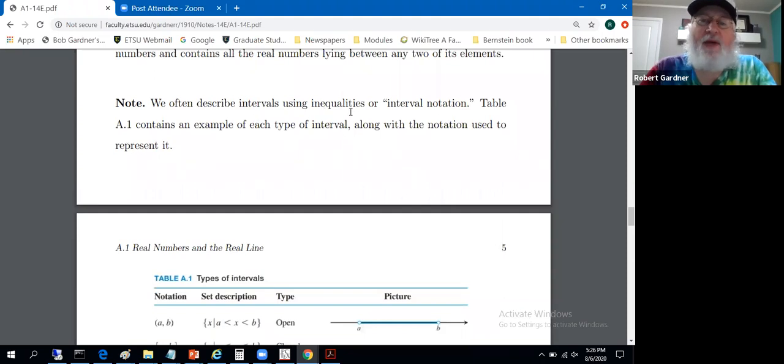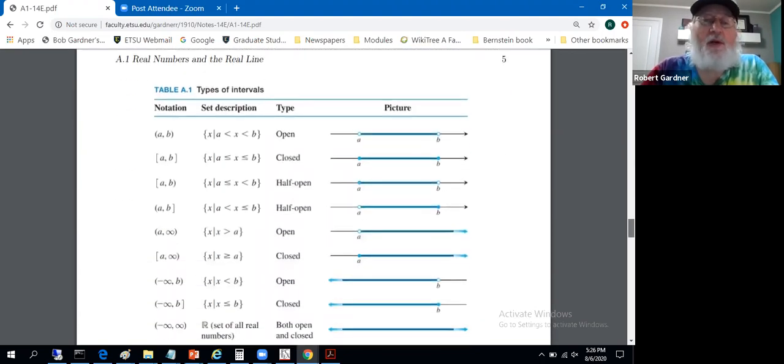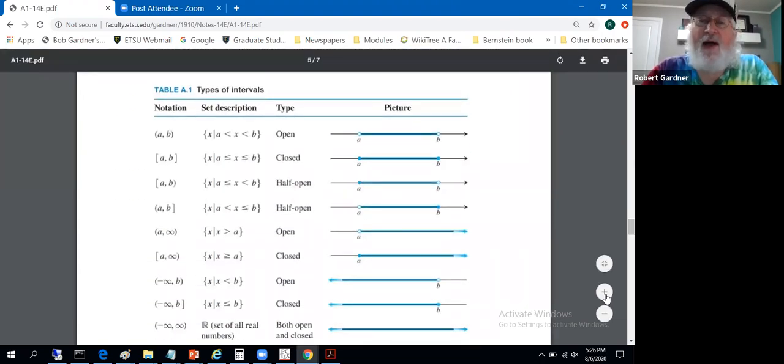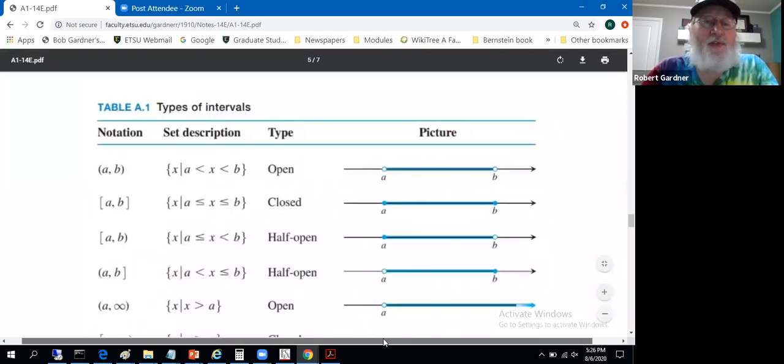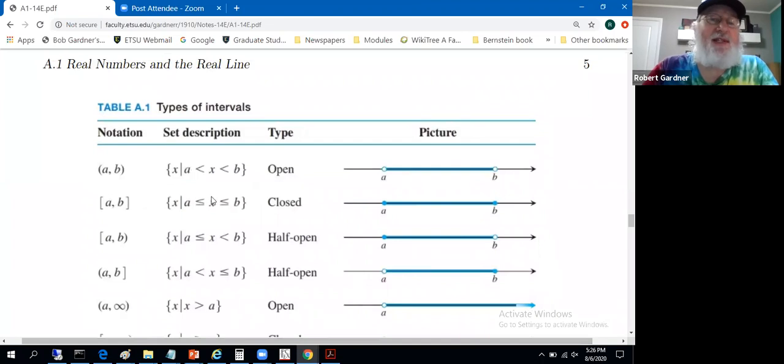We often describe intervals using inequalities or interval notation. Interval notation is going to play a big role in Calculus 1. This table A1 I've scanned from the book. Let's magnify a little bit, maybe a lot, and it gives the notation, the set theoretic description, and a picture along the real number line of some various types of intervals.